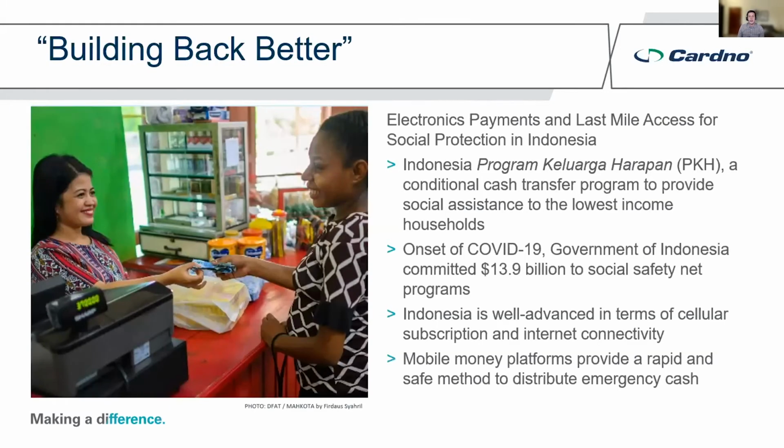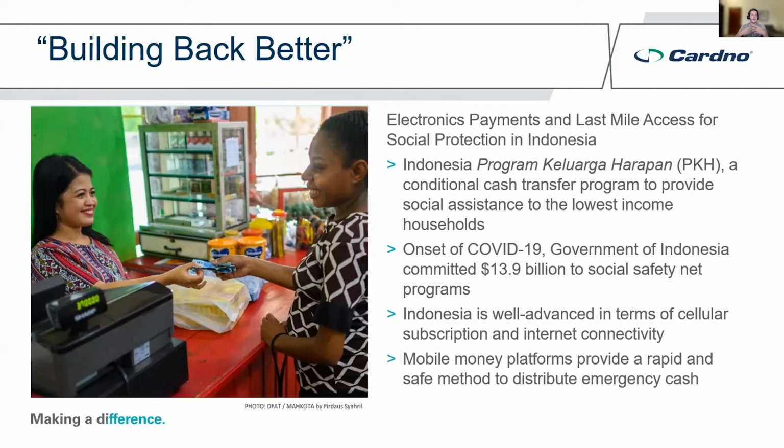So the second case study I wanted to look at was in Indonesia, and it's around the PKH program, which is a conditional cash transfer program that provides social benefits to the lowest income households in Indonesia. And it began in 2007. Since 2017, the PKH program has been using a much more digitized electronic payment system for beneficiaries and recipients of the PKH program, which is fantastic.